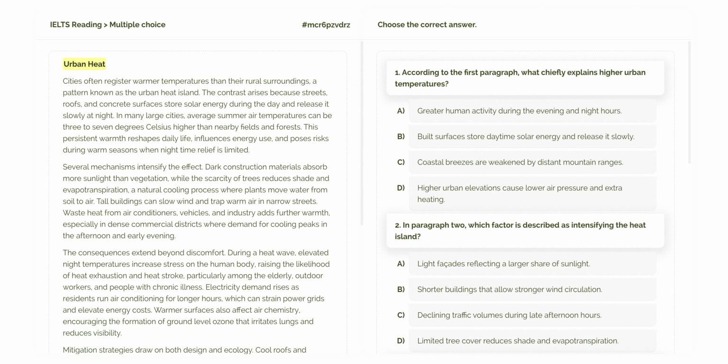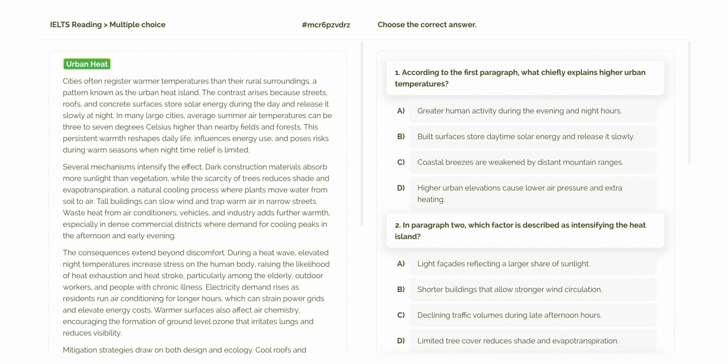Urban Heat. Alright, let's begin by looking at the title, Urban Heat. This immediately tells us the main topic. Urban means related to cities, and heat is about temperature. So, the passage is going to be about why cities are hot. This helps us predict the content. We'll probably read about the causes, effects, and maybe some solutions related to high temperatures in cities.